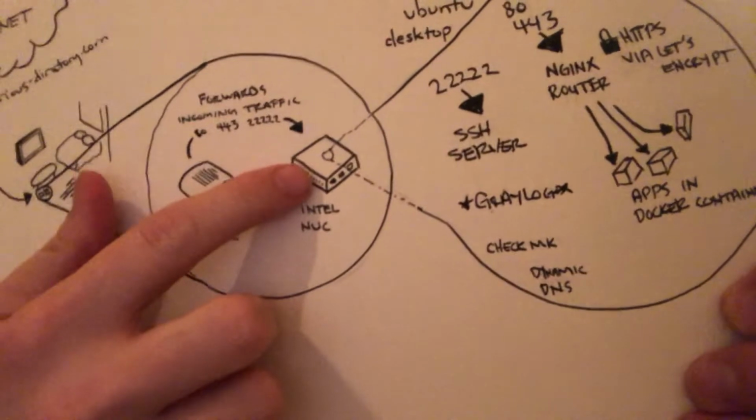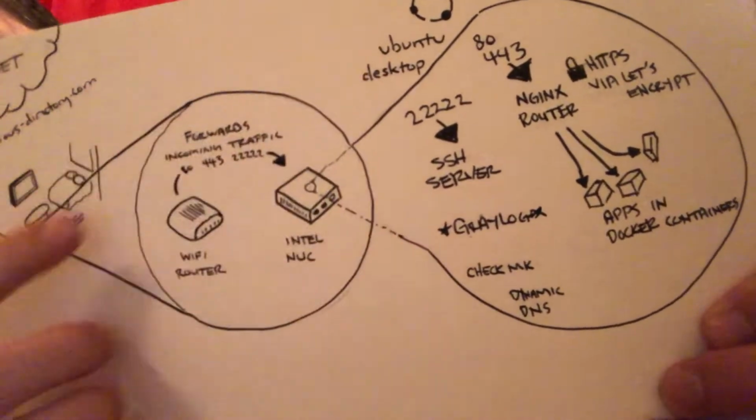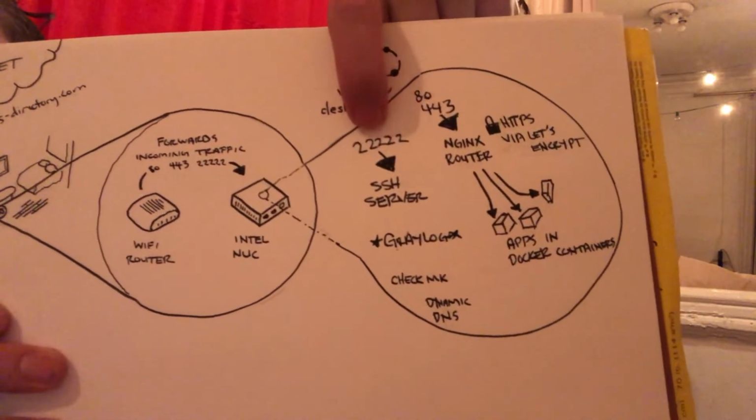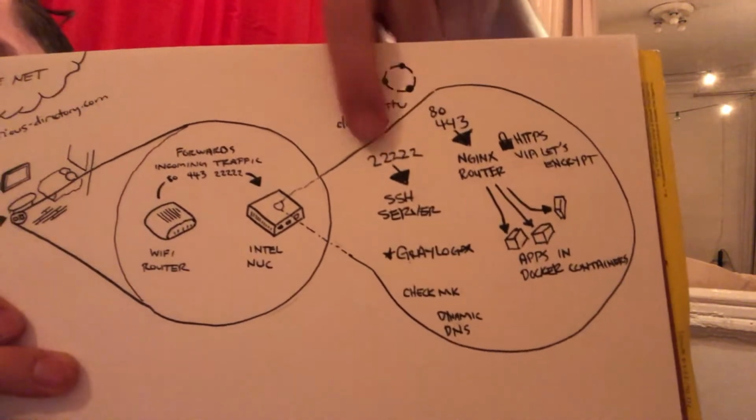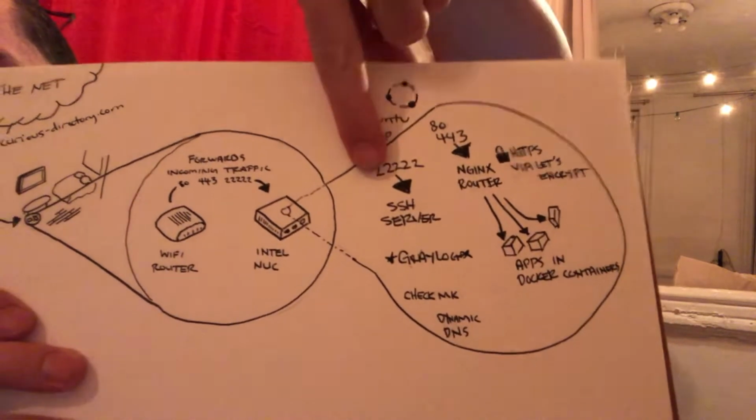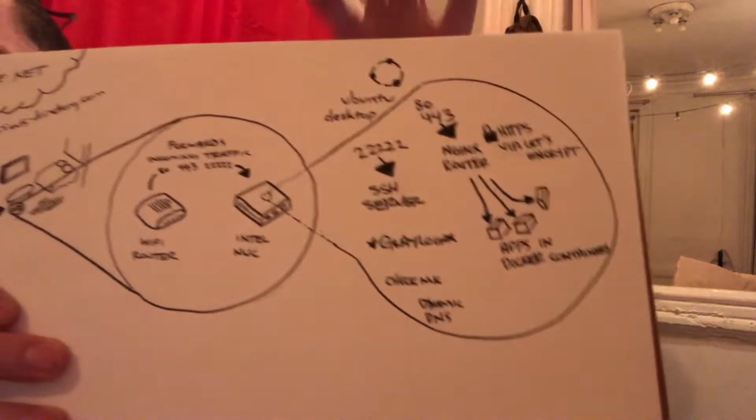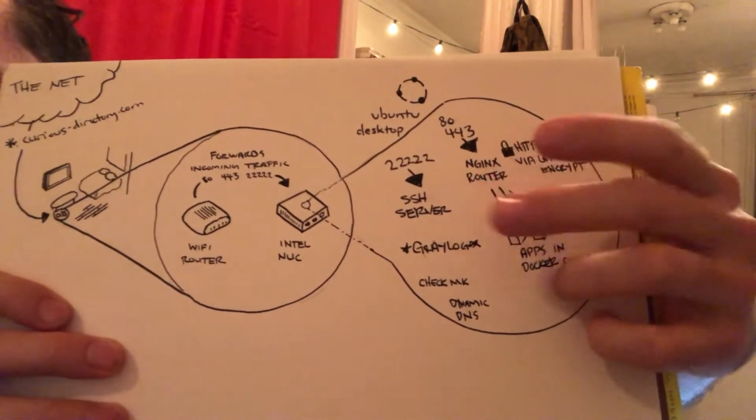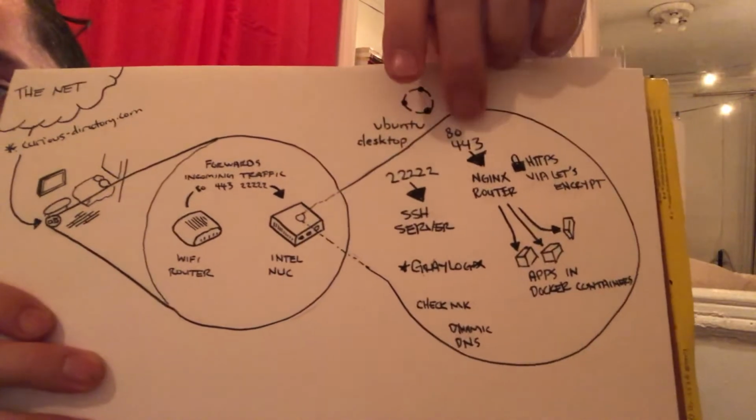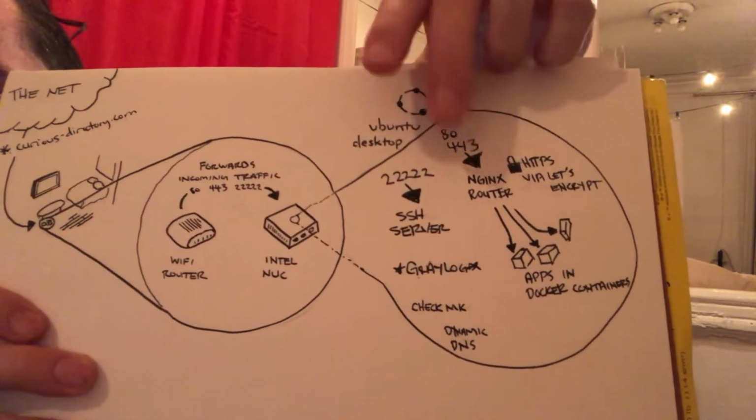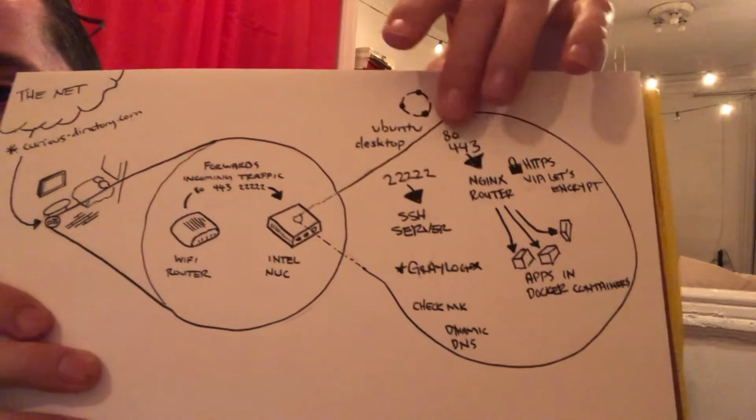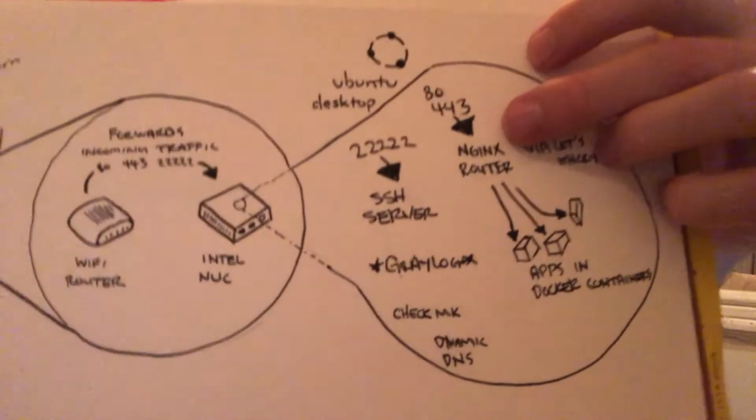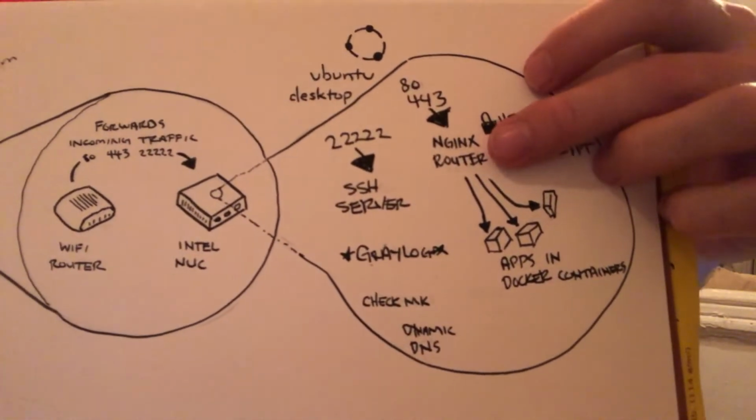And on my Intel NUC, we're running the Ubuntu desktop operating system, and 22222 is the port that I can connect to when I'm away from my computer. It exposes an SSH server so I can log into it over my terminal and do whatever I need to on the computer. We're also going to expose port 80 and 443, because those are ports that the web talks on, to an Nginx router.